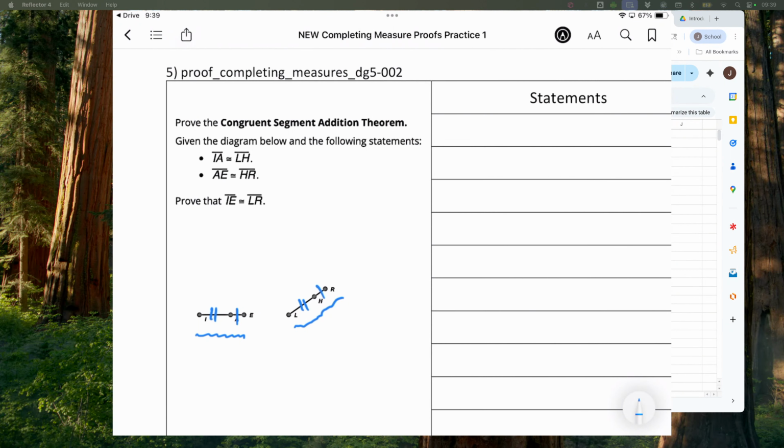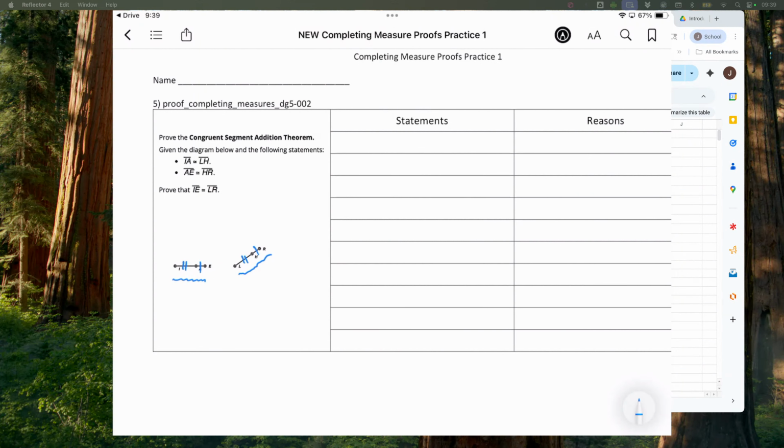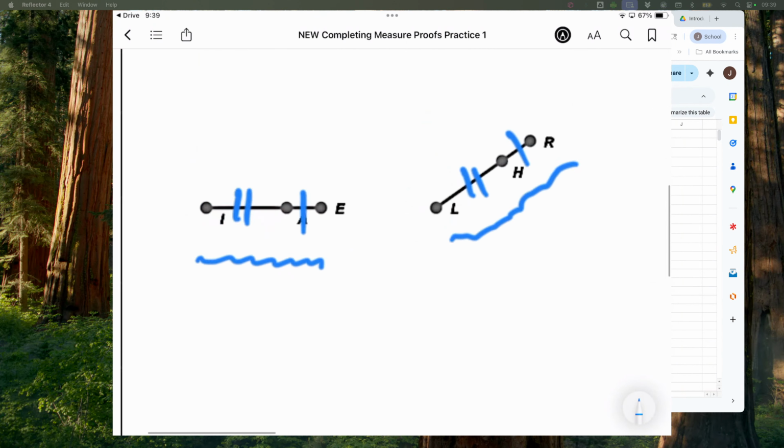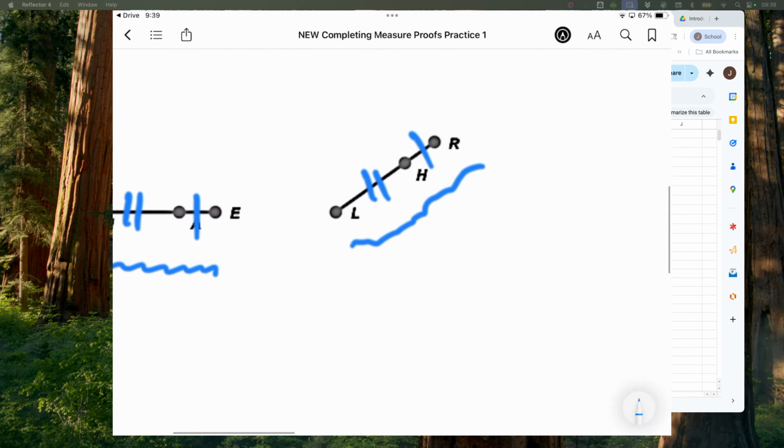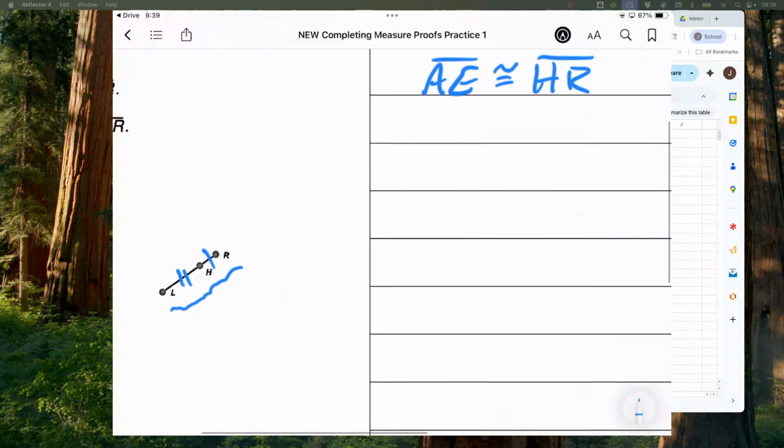We're going to say that first our two given statements, IA is congruent to LH, given. AE is congruent to HR, also given. And so again, we can add up the 2 on the left to get a full segment. We can add up the 2 on the right to get a full segment. So let's go ahead and do that.